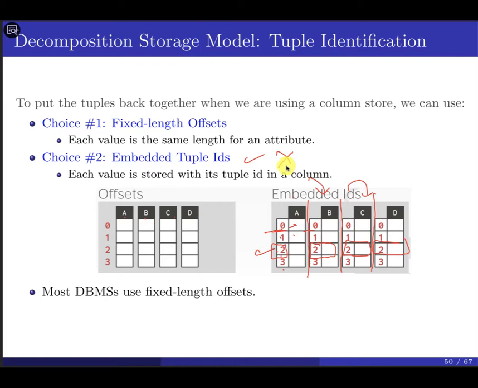So how about the fixed length offset? The fixed length offset was the most commonly used approach. You assume that all the attributes are going to have a fixed length. Remember, we gave you the example in the previous slide. I said, assume that every single block can store 16 entries or values, so that means 16 tuples. Of course, I'm not going to store the tuple, but only a single attribute of the tuple. So in this example, A, B, C, D, all of them have the same size.